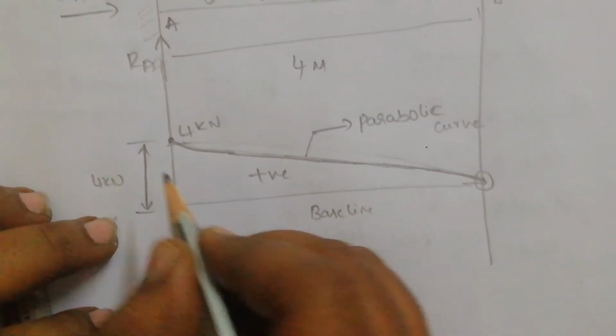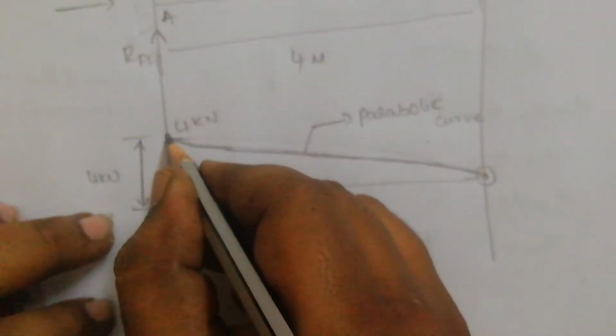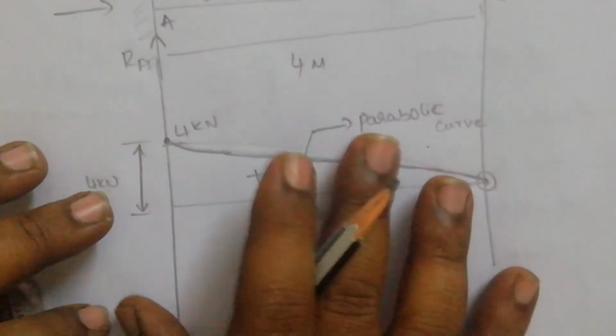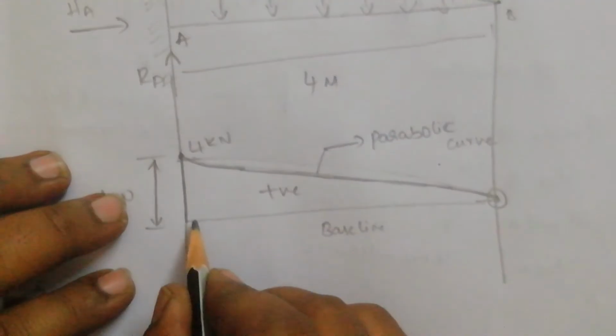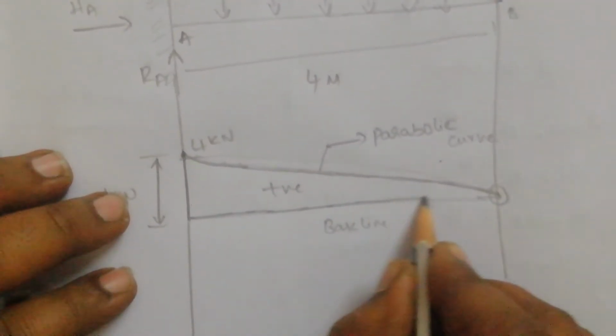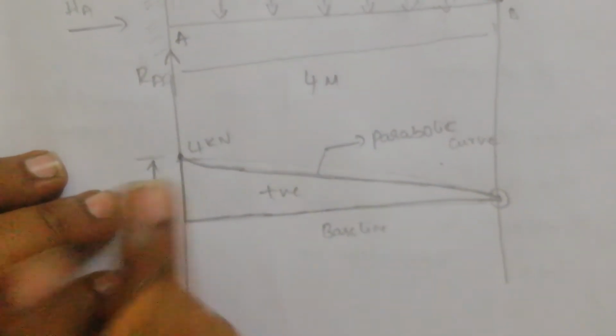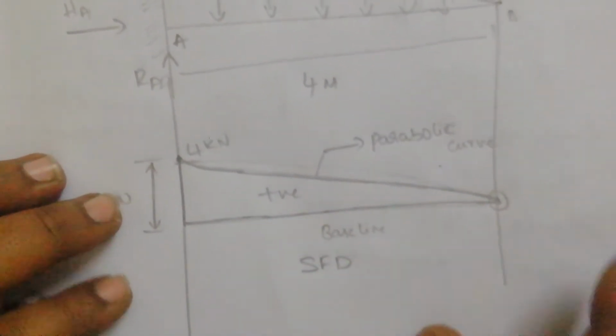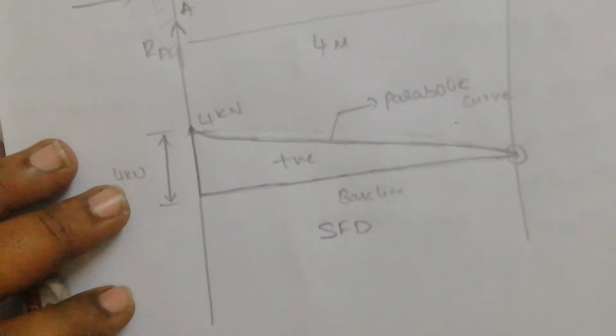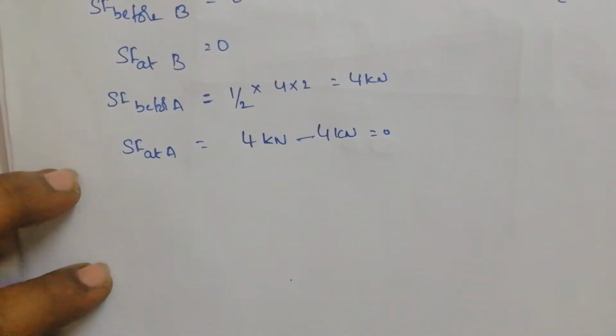Then the value has changed to 0. Again, when it reached here, at point A there is a vertical reaction because of RA. So because of that it will become 0. You can highlight this. So this is your shear force diagram. Okay, I will write it here, SFD. Clear? Next, let us move to the bending moment calculation.